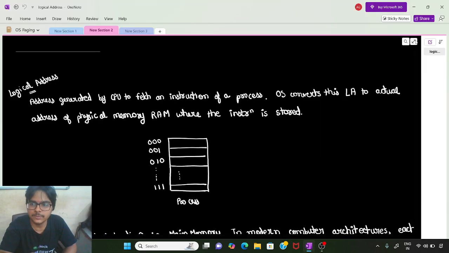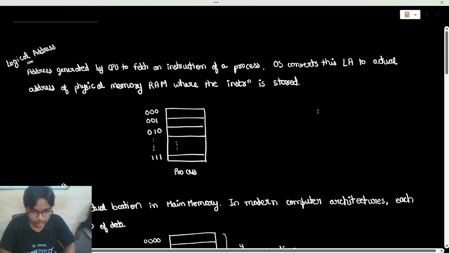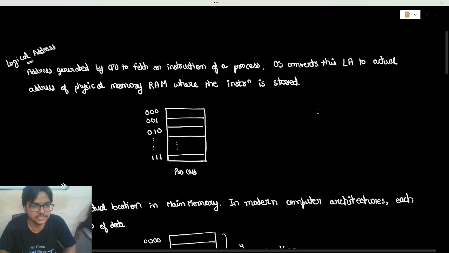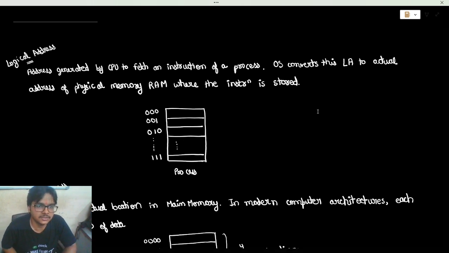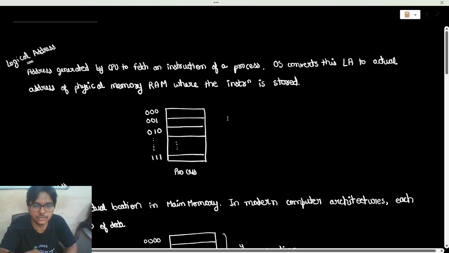Hi, so we'll be learning about some important terms in paging, in operating system paging. As you can see here, the first term is logical address. So what is logical address? Let me show you. This is a process.